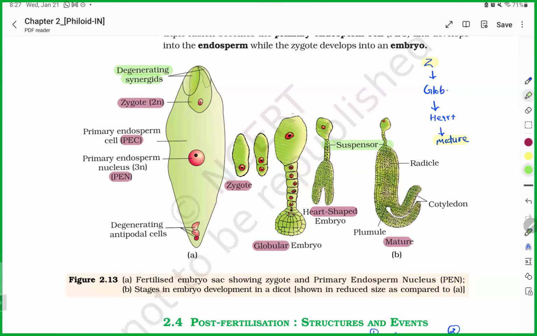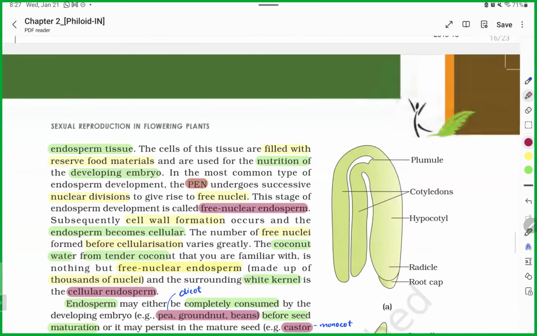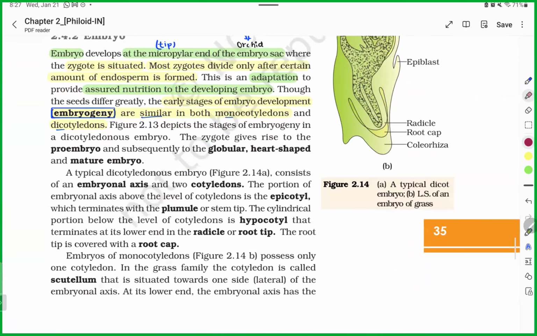Does heart shape or globular have radicle and plumule? No, only mature has these things. So these things are explained here. And same further, first proembryo, the early stage of the embryo, then globular, then heart shape, then mature.